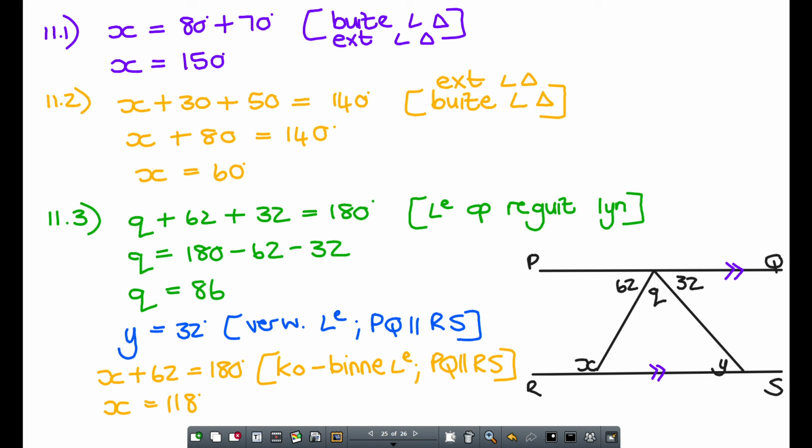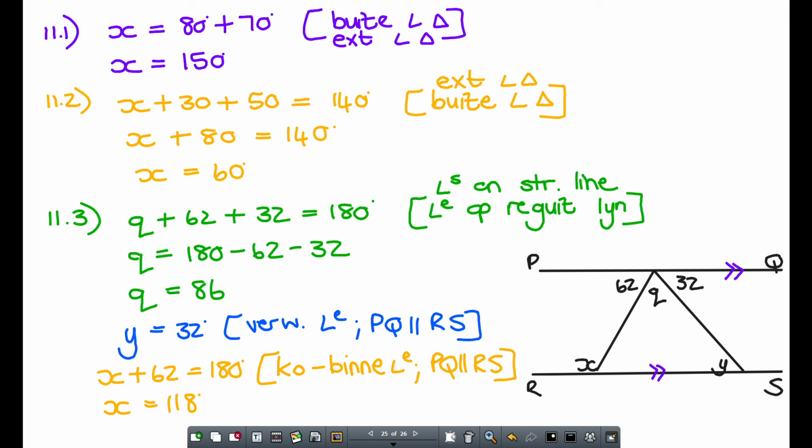Right, now 11.3, I drew it over here. So let's quickly have a look. What I wanted you to see is this is a straight line, which means that all of these added up are supposed to give me 180. So that's why I said Q plus the 62 plus the 32 will give me 180. And your reason there would be angles on a straight line.